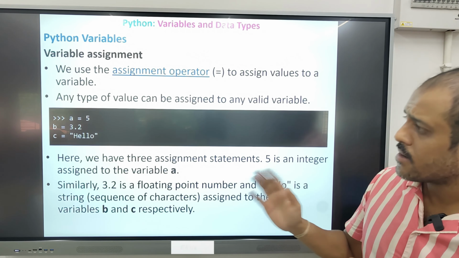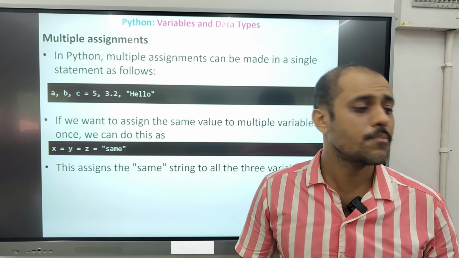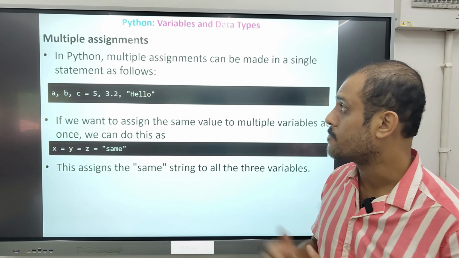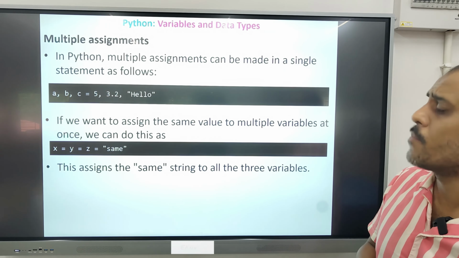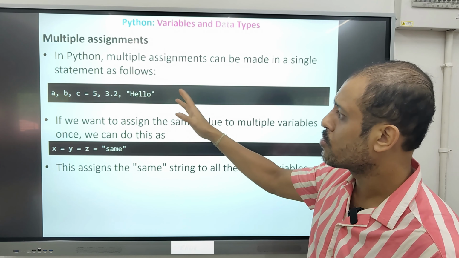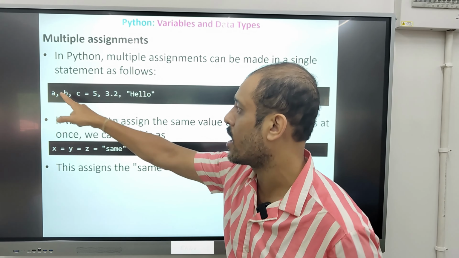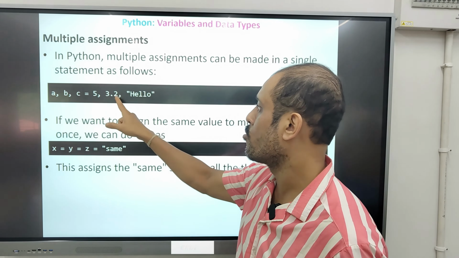Now we'll show you how we assign multiple values in Python. If we write a comma b comma c equal to 5 comma 3.2 comma hello, that means 5 is assigned to a, 3.2 will be assigned to b, and hello will be assigned to c. And if we want to assign the same value to different variables, how can we write that? We just simply write x equal to y equal to z equal to the same value. You can write any value. It can be an integer, it can be a float, it can be any value.